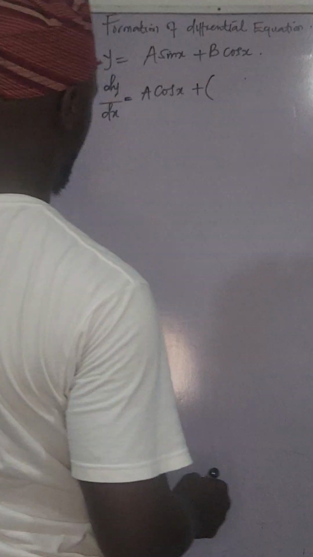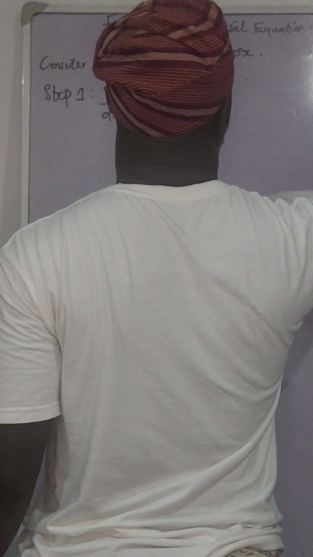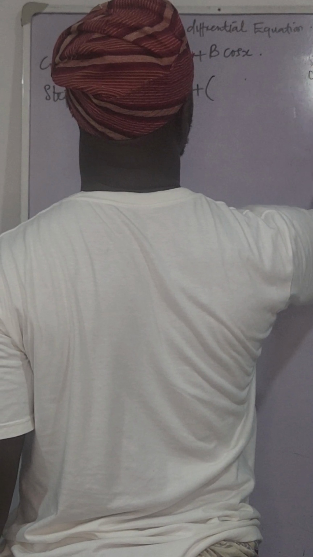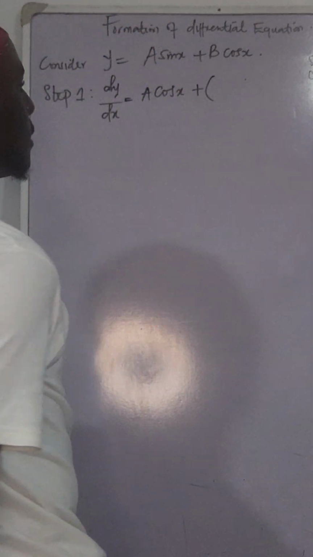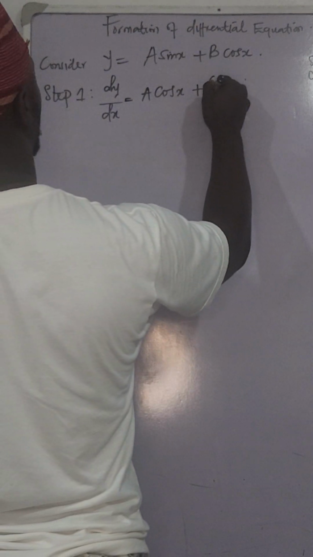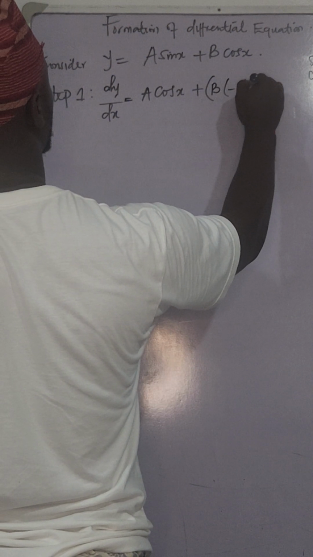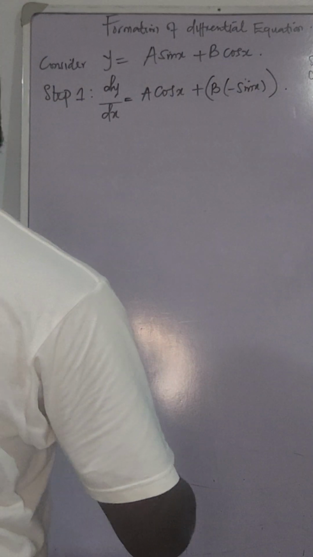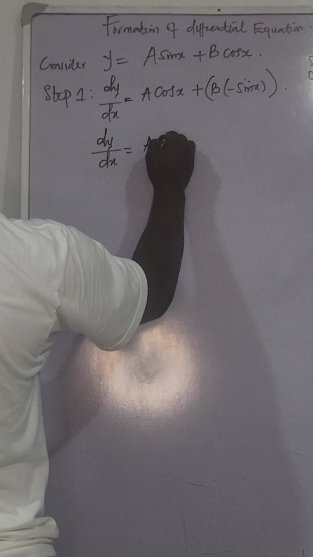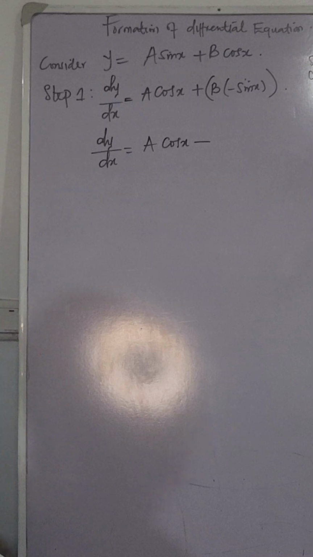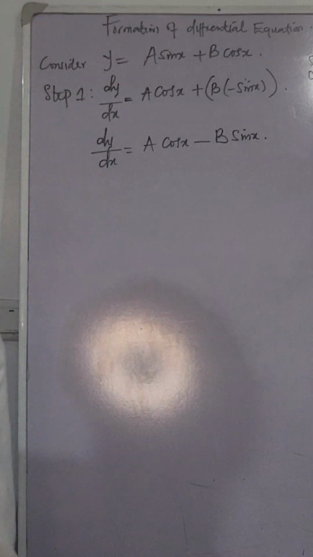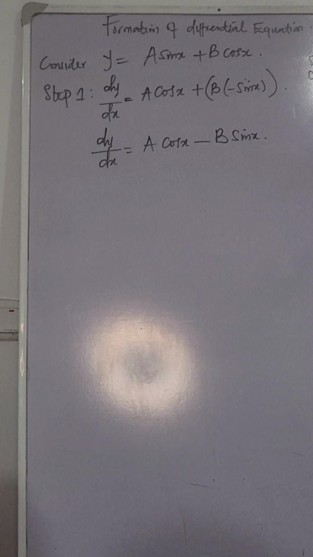And let's differentiate cos. Remember, if you differentiate sin x, you have cos x. If you differentiate cos x, you have minus sin x. So if you differentiate cos x here, you're going to have a negative sin x, and then you multiply it by b. So you have b times minus sin x. So dy/dx is equal to a cos x minus b sin x.